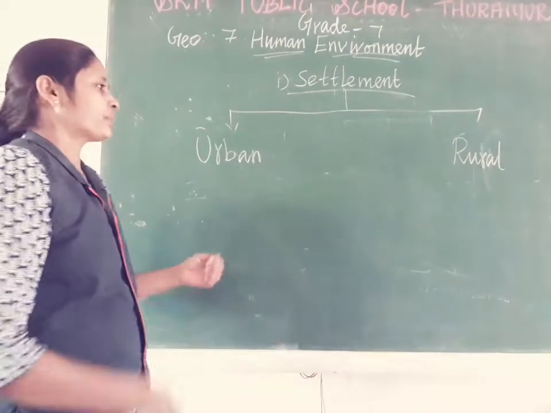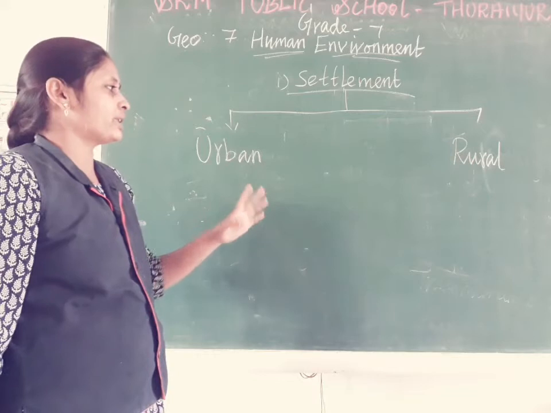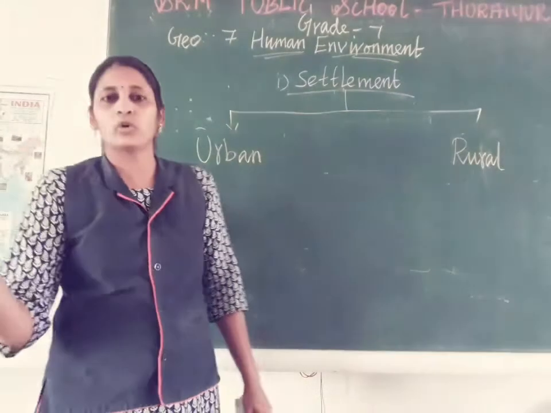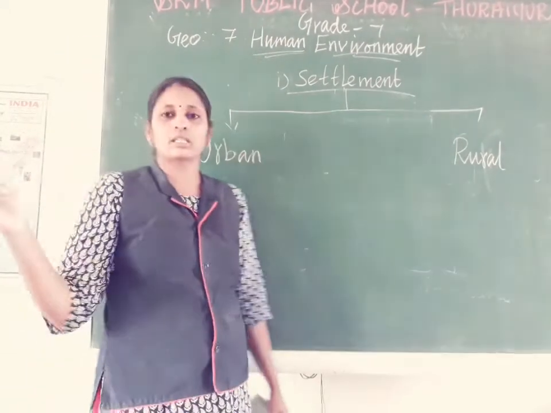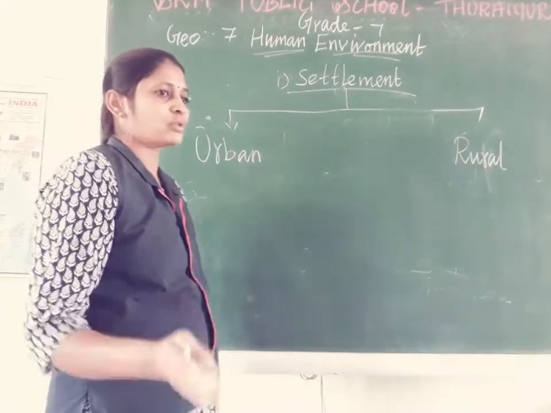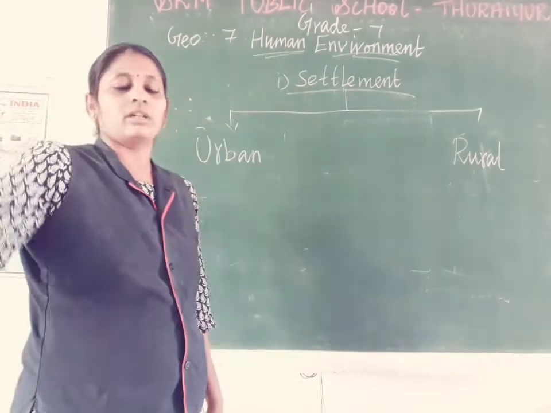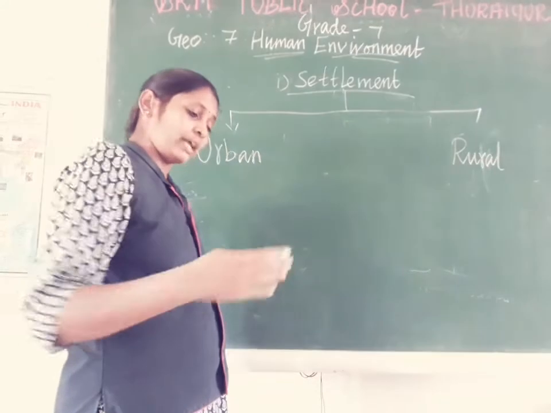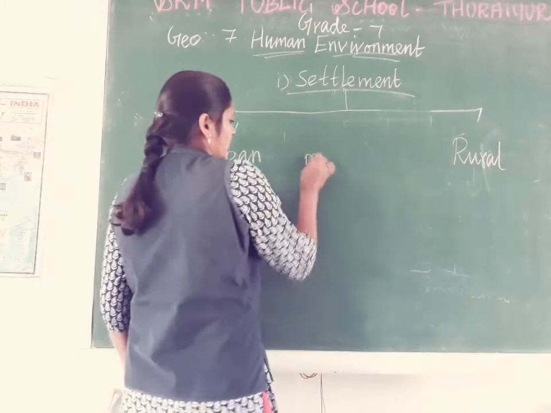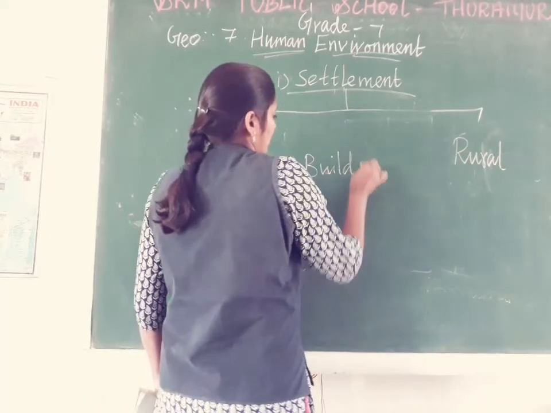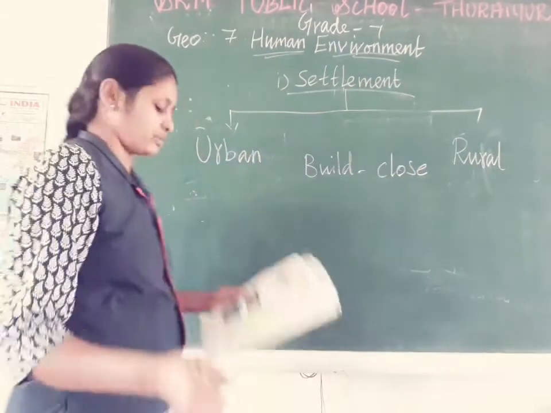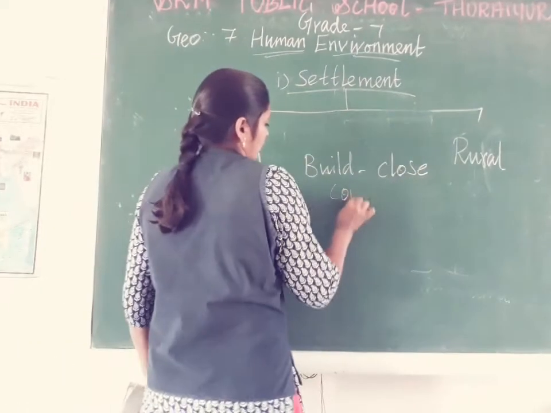You know very well, in both cities and towns, sometimes the houses and buildings are constructed in a very close manner. Nowadays on our side, in our Trichy side and all, even in villages each and every house is built in the same line or in a very close manner. So when the buildings are constructed in a close manner, that is called compact settlement.